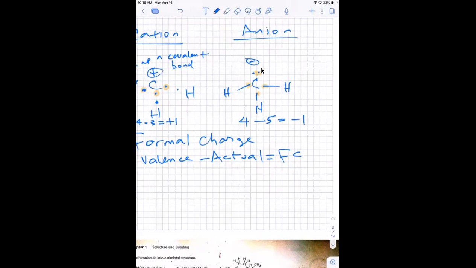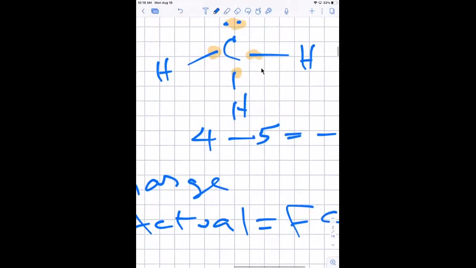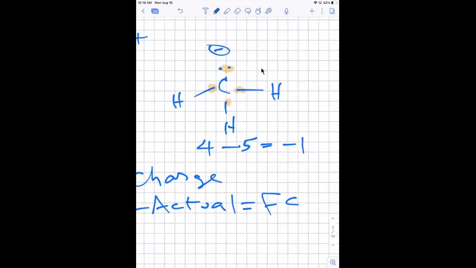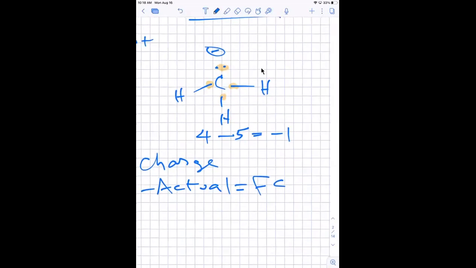Right? Actual is 5. You got 3 from each one of the 3 bonds, and then you have a lone pair. That's 2. Even though sometimes we like to group them together, that's 2 electrons on that carbon. All right. And so that means that the formal charge is going to be, in that case, -1.